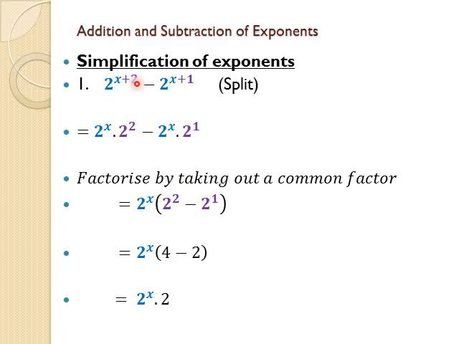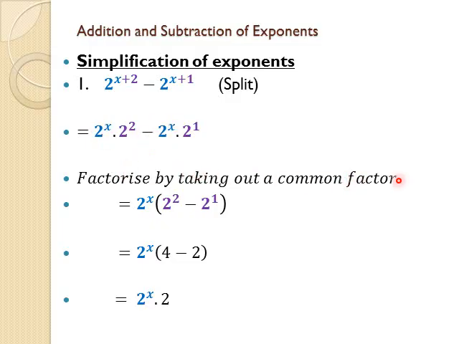So the x plus 2, when do we add exponents? When we multiply and the bases are the same. So therefore that gets written as 2 to the power x times 2 to the power 2. This side, 2 to the power x times 2 to the power 1, separated by a minus sign. So on either side you should see 2 to the power x. 2 to the power x is the same.